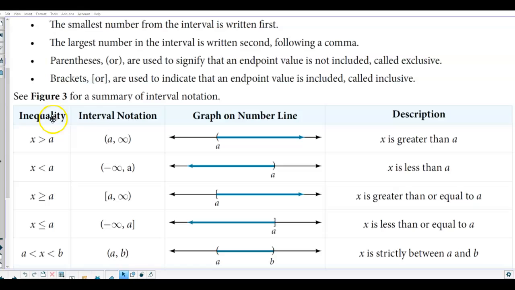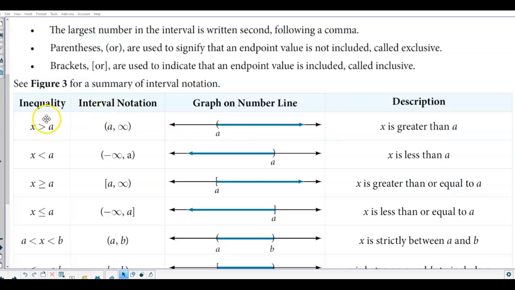So we're going to go through the inequality, the interval notation, what the graph looks like on a line, and what is a description. So the first one, we would read this as x is greater than a. The arrow always points to the smaller number. So that means we have a parenthesis at a, comma, infinity with a parenthesis after infinity. And then there's the graph on our number line. We have a parenthesis at a, and it's going to the right to represent that x is greater than a.